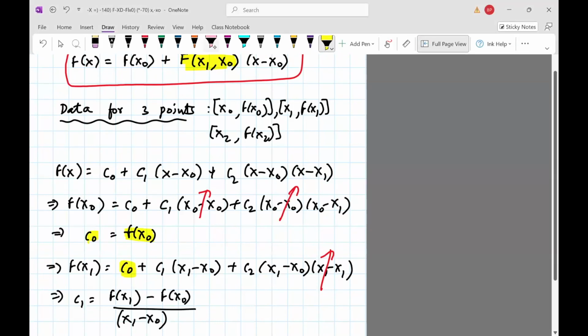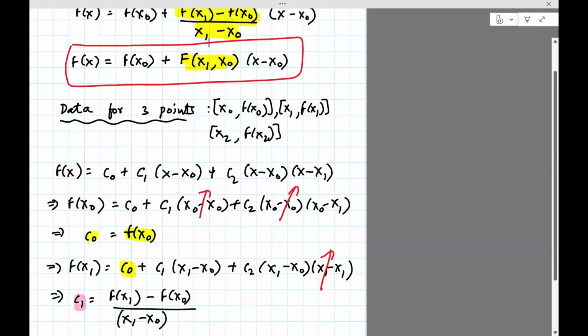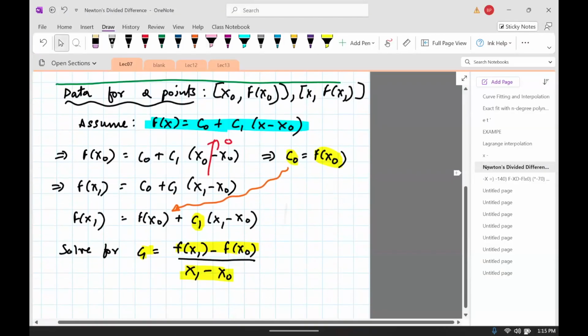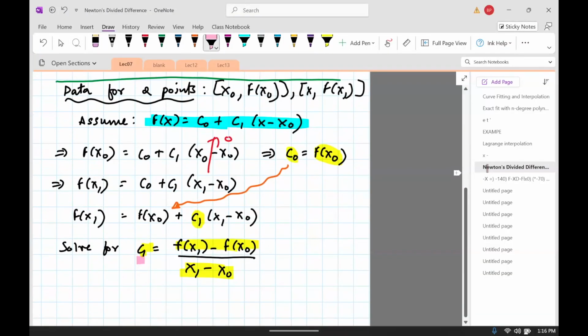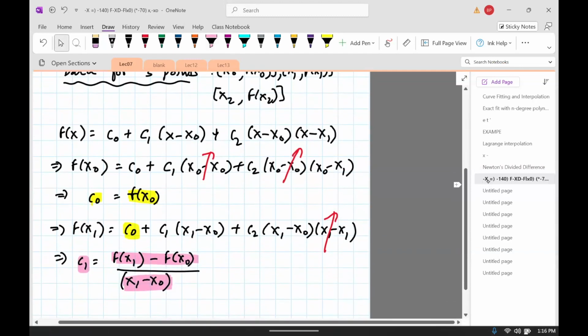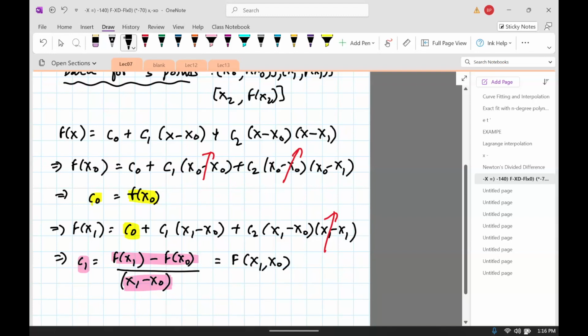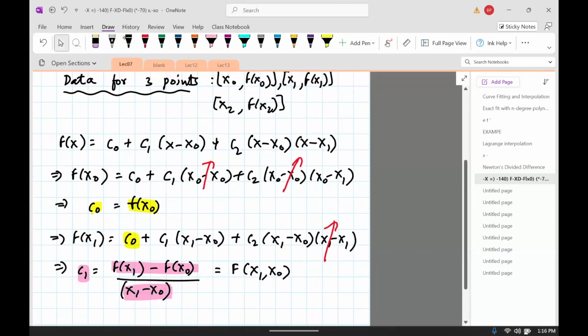If you notice carefully, this value for c1 is exactly the same value we obtained here for c1. Same thing. So what's happening here is when we add a data point, the 2 constants don't change, they remain the same. And we actually came up with a formula for this. We're going to write this as F x1, x0. So we found c0 and c1 is the same. Let's compute c2.